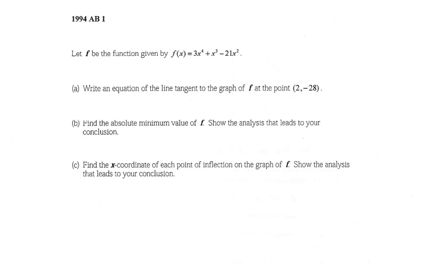Okay, 1994, AB1. Let f be the function given by f of x is 3x to the fourth plus x to the third minus 21x squared. Write an equation of the line tangent to the graph of f at the point (2, -28).